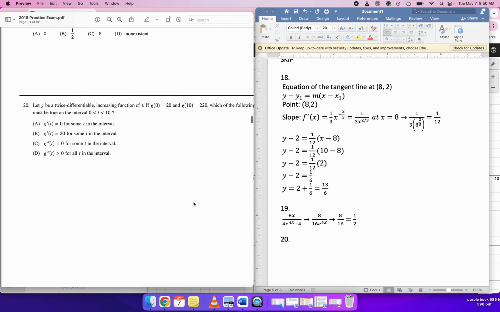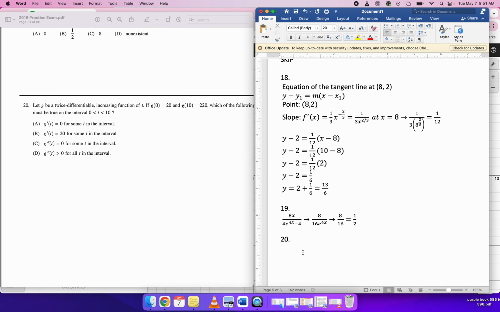20. Let g be a twice differentiable increasing function of t. Which of the following must be true on the interval t is between 0 and 10? This feels like a mean value theorem question, which says that under suitable circumstances, the instantaneous rate of change will equal the average rate of change somewhere on the interval. The questions are asking about g prime and g double prime and stuff like that, though.